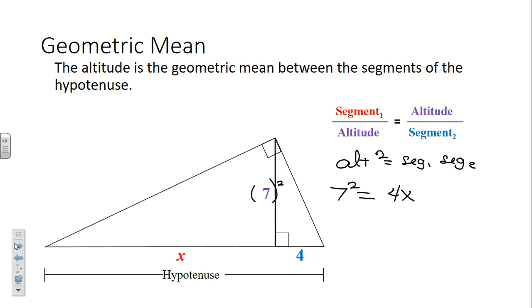So if 49 equals 4x, what do we do to get the x by itself? Divide by 4. 49 fourths. It doesn't come out evenly. You can leave it as 49 fourths. You can call it 12 and 1/4, 12.25, but leave it as 49 fourths, it's fine. Okay? Questions on that one?